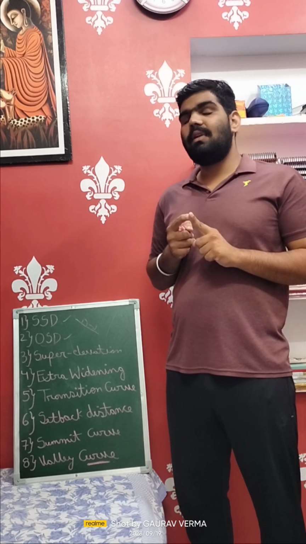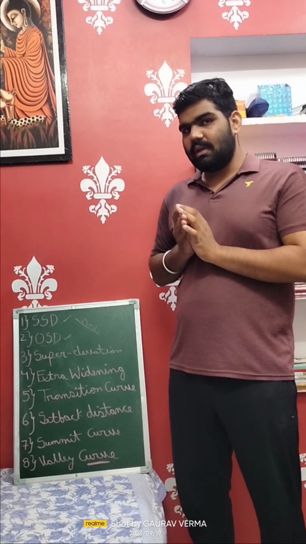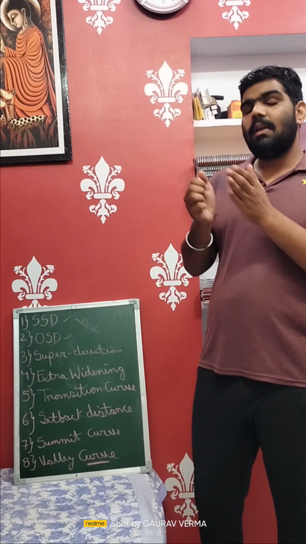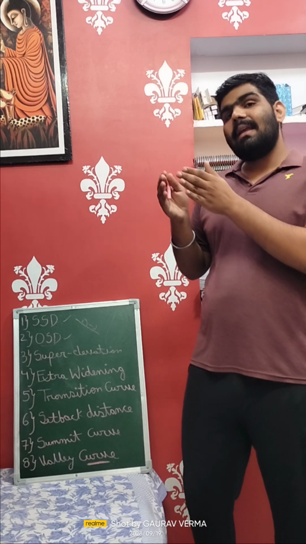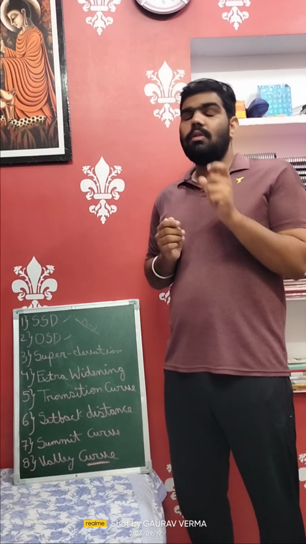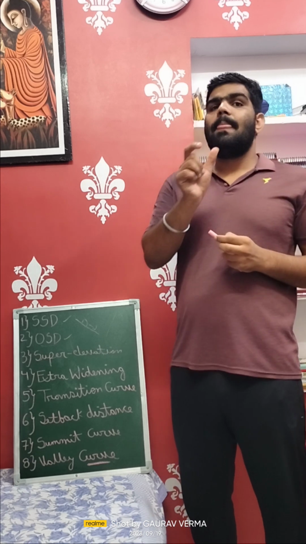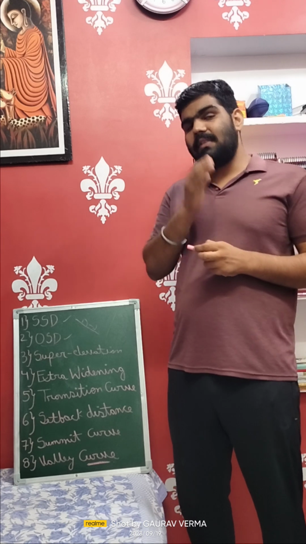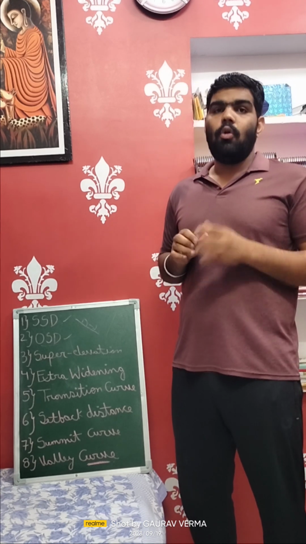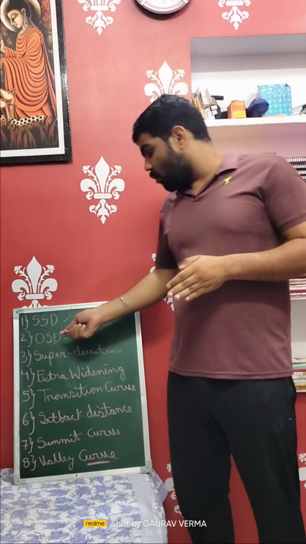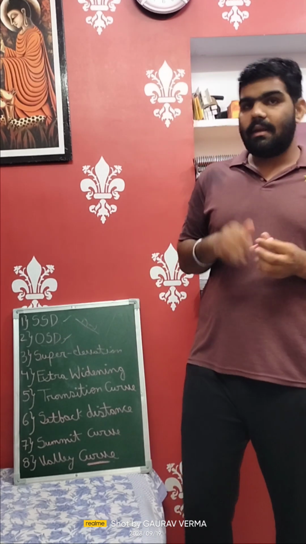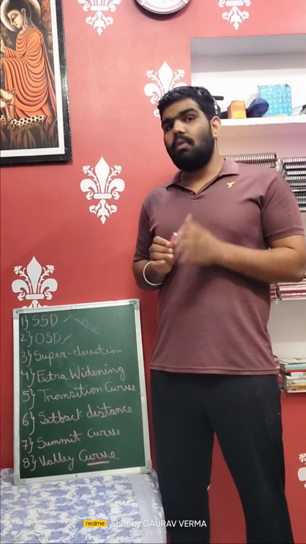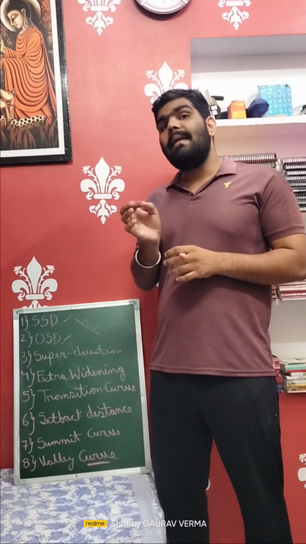The formula of d1 is Vb into small t. The formula of d2 is Vb into capital T plus a capital T square upon 2. The formula of capital T is under root 4s upon a. Now the formula of d3 is Vb into capital T. Now d1 plus d2 plus d3 is the OSD for undivided highway. Now d1 plus d2 is the OSD for divided highway.